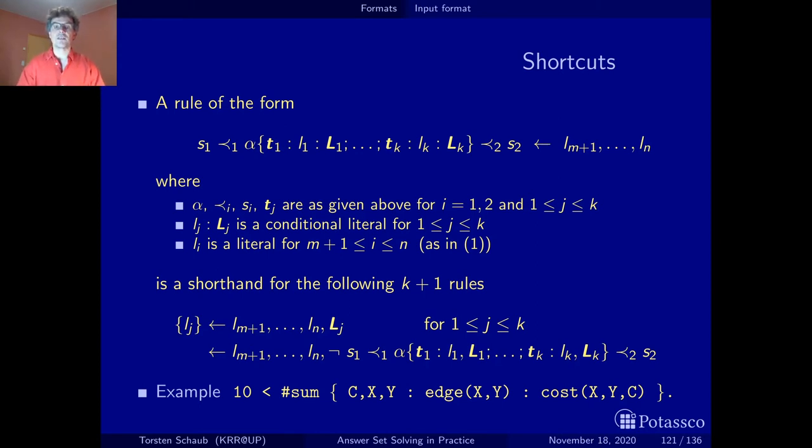Now let's actually see how we can look at further shortcuts, but keep in mind, this is again an abbreviation, and things are mapped back onto rules as we've seen them before, right? Where aggregates can only appear in the body. And well, in the basic syntax of gringo, we haven't talked about choices because you could compile them away, but they are also there. Good. Now let's see about further shortcuts.